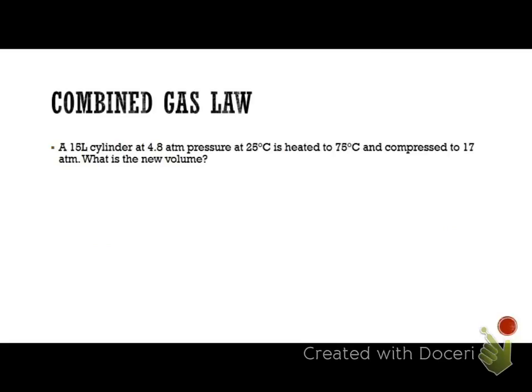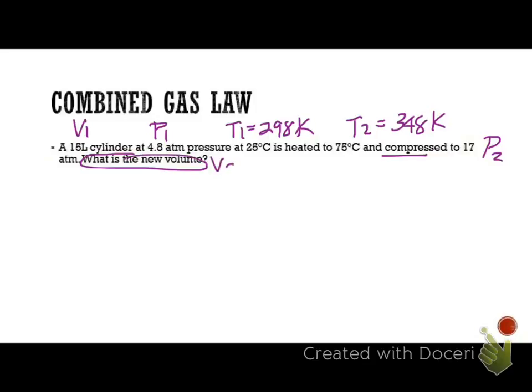So let's work a problem. We have a 15-liter cylinder at 4.8 atmosphere. So we're going to have our first volume here, pressure 1 here, and then 25 degrees is going to be, of course, 298 K when we add our conversion. It's heated to 75, so that's going to be T2, and that's going to be 348 when we convert it, and it's compressed to 17 atmosphere, so P2, and wants to know what is the new volume. So we're going to be looking for V2.